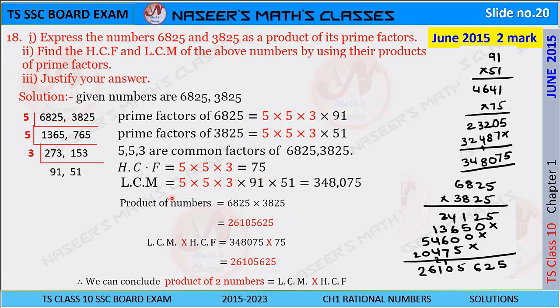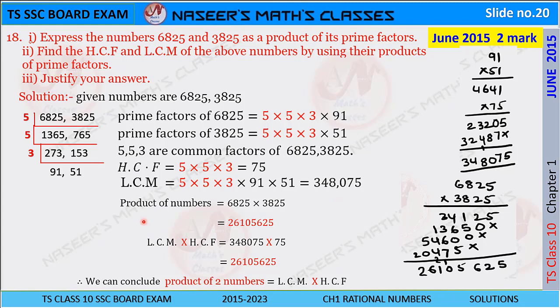And the LCM of these two is written as HCF into the remaining prime factors of the two numbers. So we can write LCM is equal to 5 into 5 into 3 into 91 into 51. Then we get 3,48,075.